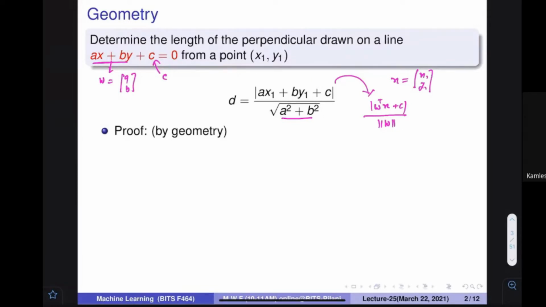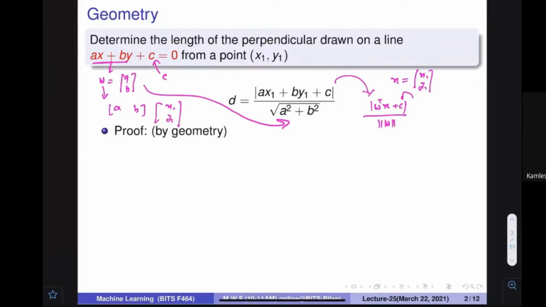Because if you take w transpose, it is (a, b), and if you multiply with (x1, y1), you would be getting only one value. If you add c to that, you get the same quantity that is written here. The bottom side is just the norm of this particular vector that we have just talked about.